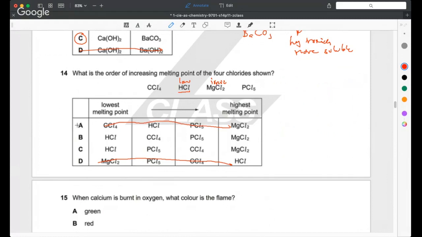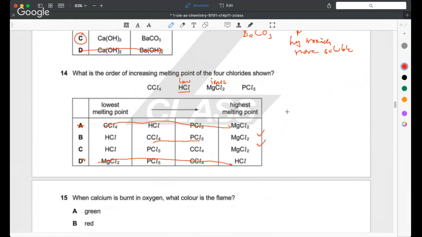We're excluding both A and D. So we've got magnesium chloride having the highest melting point. Yep, we were good about that. And we've got hydrogen chloride having the lowest melting point. Yep, we're happy about that. So we've just got to compare then, which out of these two is going to have the highest melting point?